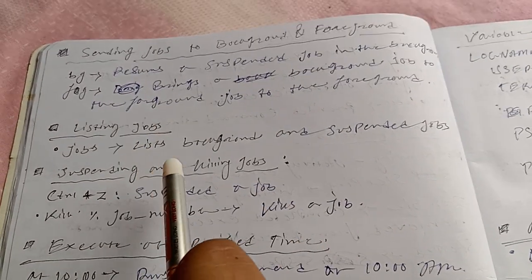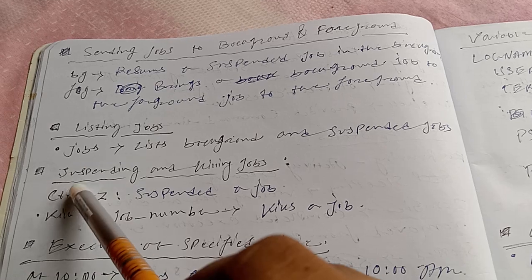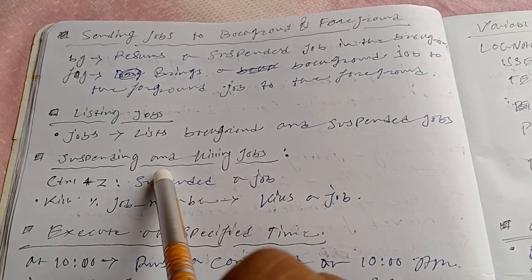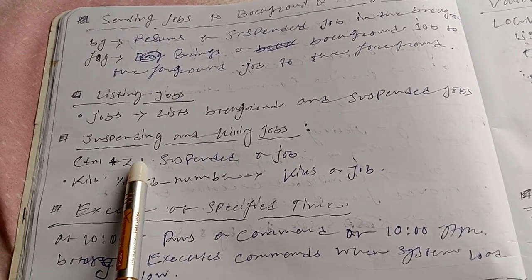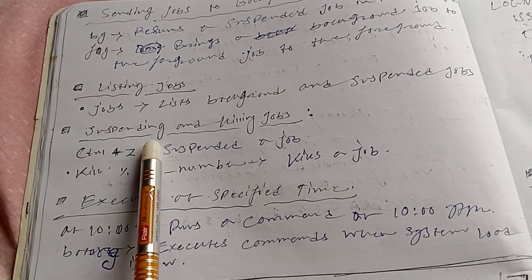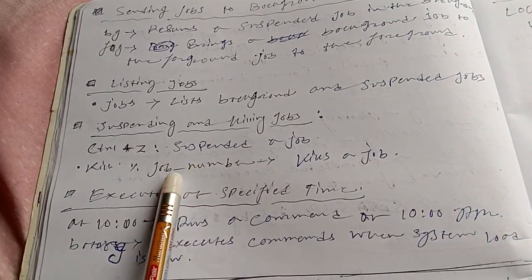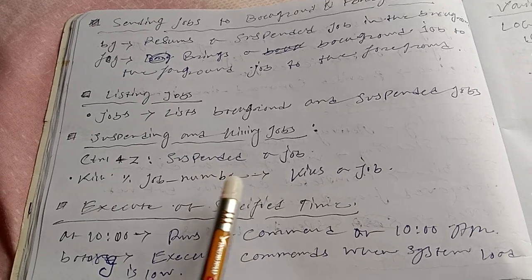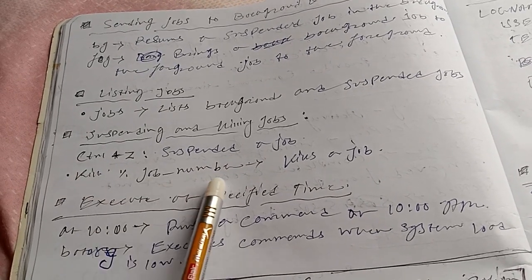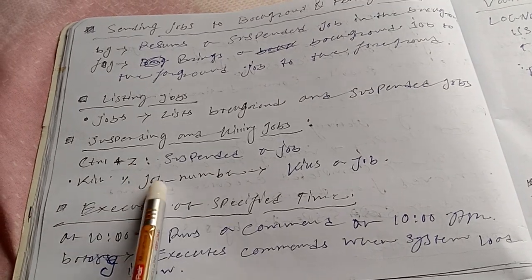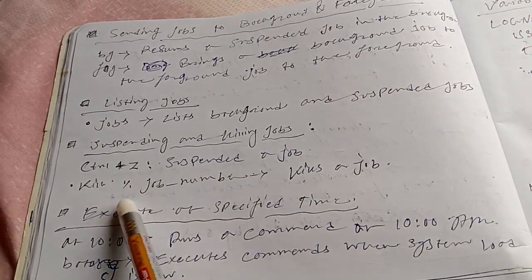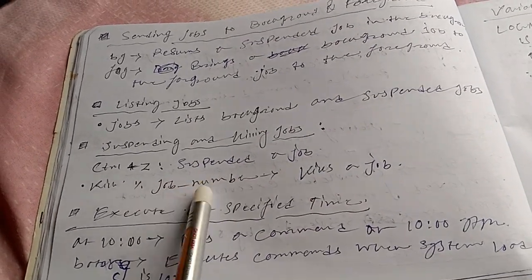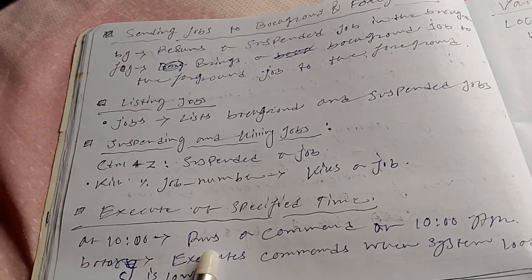The listing of jobs. How can you list jobs? By writing jobs, you can list the background and suspended jobs. Then suspending and killing jobs. How can we suspend and kill jobs? By using Ctrl+Z, we can suspend a job. kill %jobnumber kills a job. If we kill with the percent sign and the number of the job we want to kill, we have to specify it here. It kills a job.